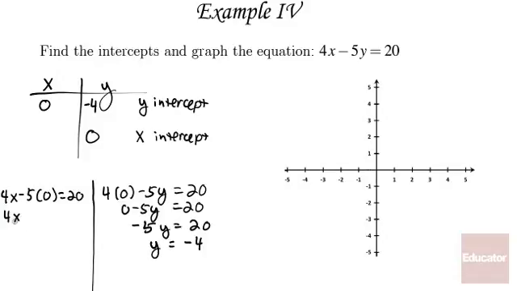So this is going to give me 4x minus 0 equals 20, or 4x equals 20, which is x equals 5. Now that I have my x and y intercepts, I actually have 2 points on the line. So my first point is 0, negative 4, the y-intercept. My second point is at 5, 0. And that's the x-intercept.